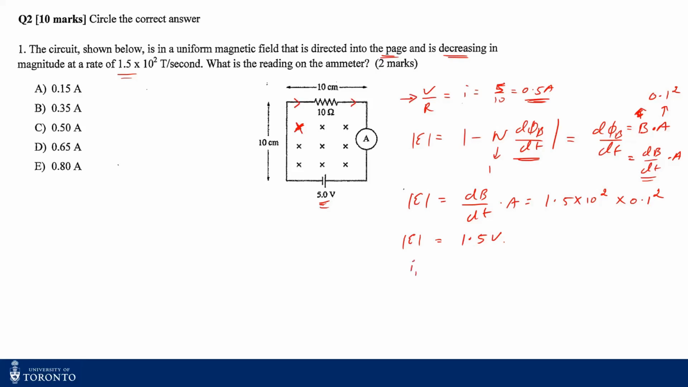So therefore, I call this the induced current. What's the amount of it? It's 1.5 divided by 10, which is 0.15 ampere, right? So what is our net current through the ammeter? Our net current is I minus I induced, which is 0.5 minus 0.15, which turns out to be 0.35 ampere. So our ammeter will give you a reading of 0.35 ampere, which is option number B.